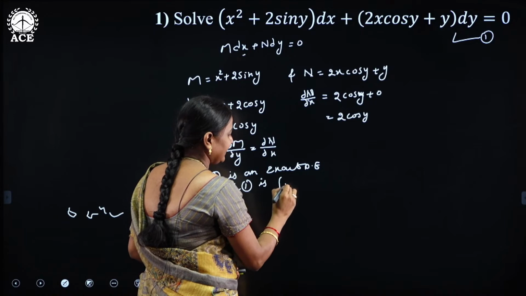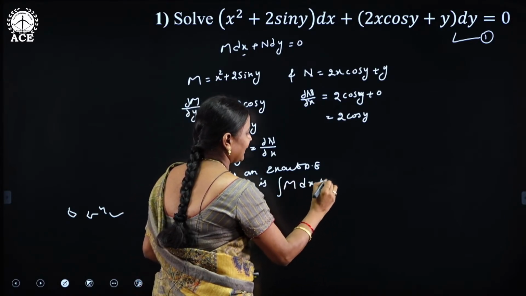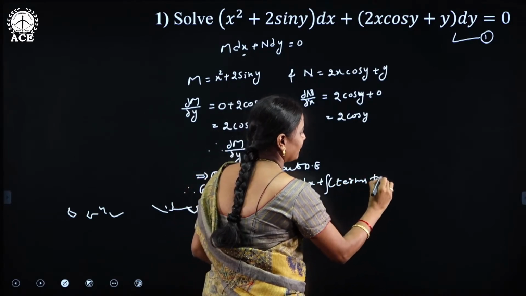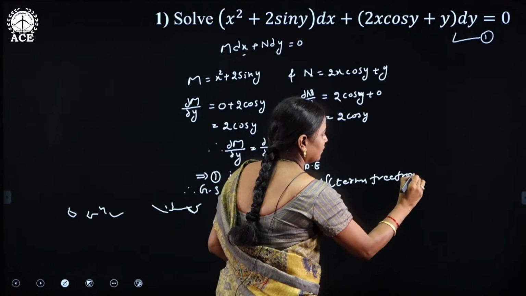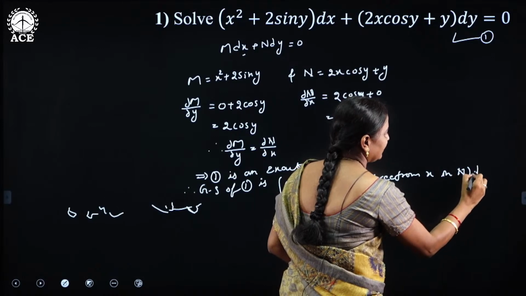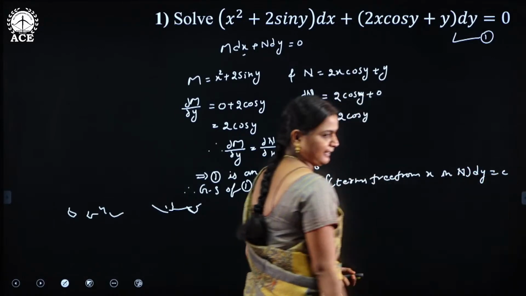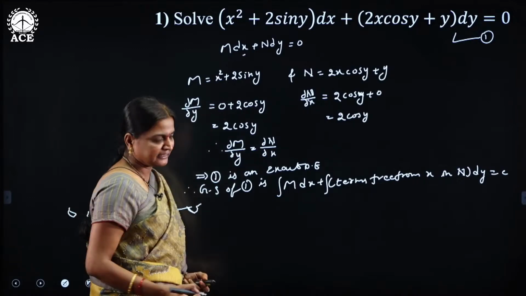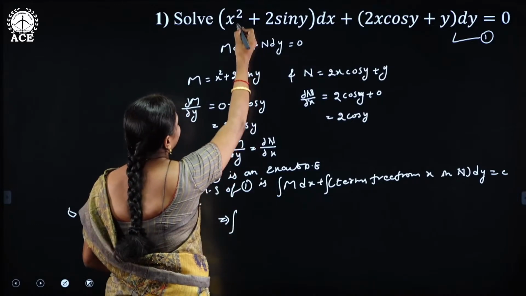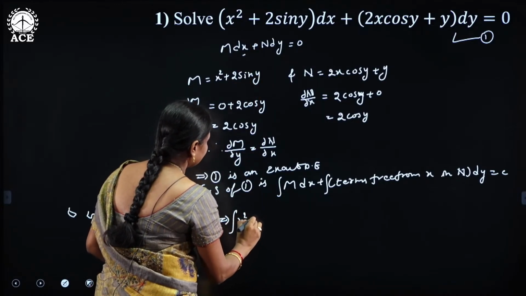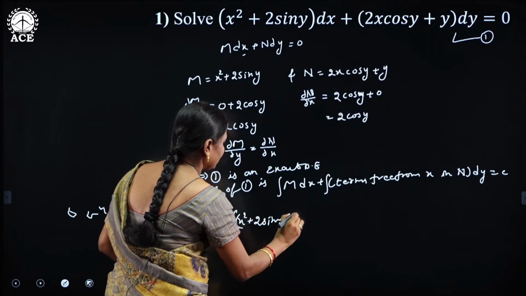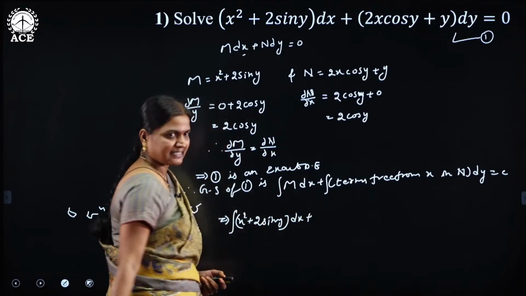Okay, what is the general solution? General solution is integration of M dx plus integral, what is the second one? Terms free from x in N, capital N, into dy is equal to c. This is the formula to write the general solution, and in a given question, what is the M? So M is equal to x square plus 2 sin y.